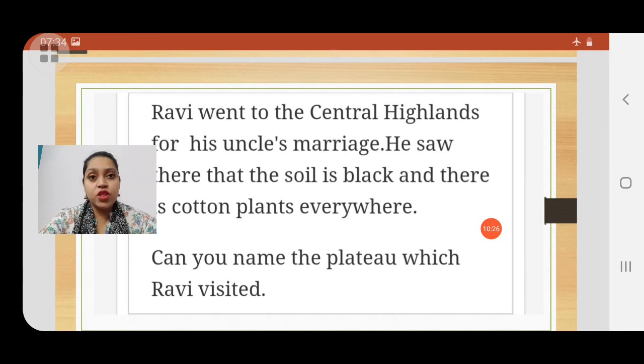And what are these questions? Ravi went to the Central Highlands for his uncle's marriage. He saw there that the soil is black and there were cotton plants everywhere. Can you name the plateau which Ravi visited? I won't tell the answer. I have given you this question as homework. In the next class, we'll discuss this question.